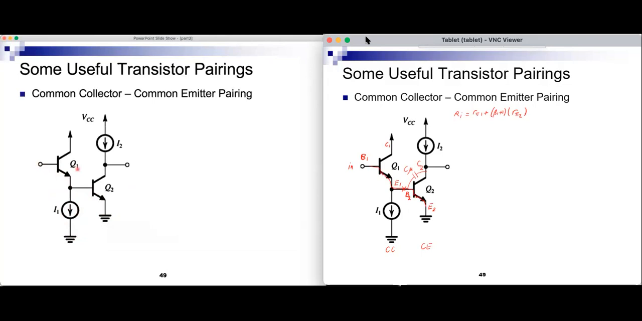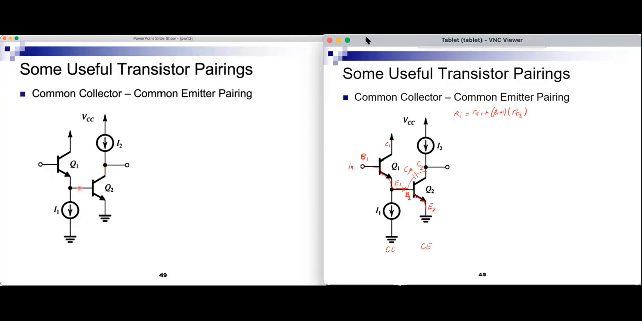Okay, so back to the capacitor C mu 2. This capacitor was the problem capacitor because it affected our bandwidth. It made our bandwidth small. In this case, it's still there. It didn't go away. But in the case of this pair, the resistance seen by C mu 2 will be very small.